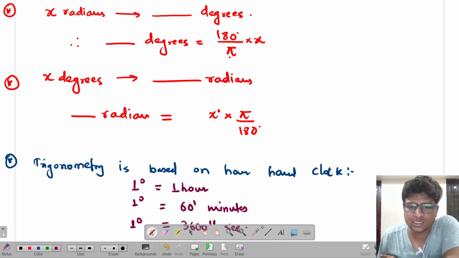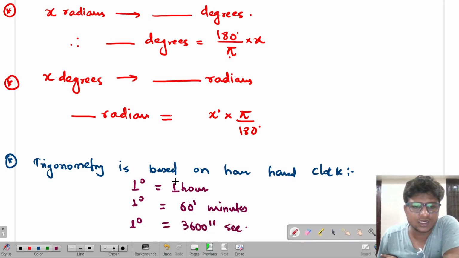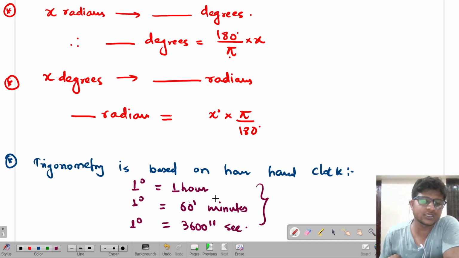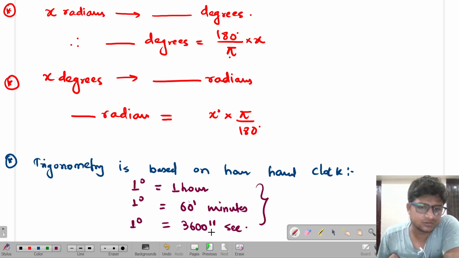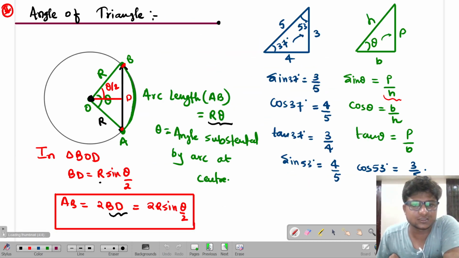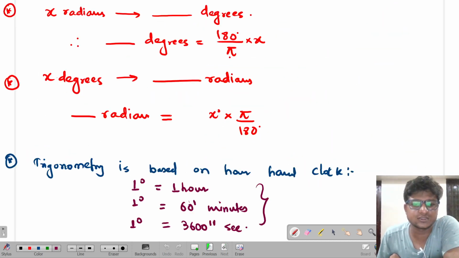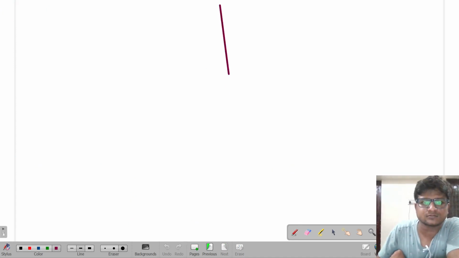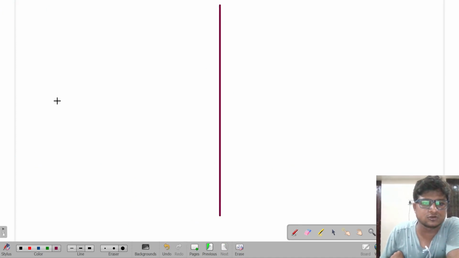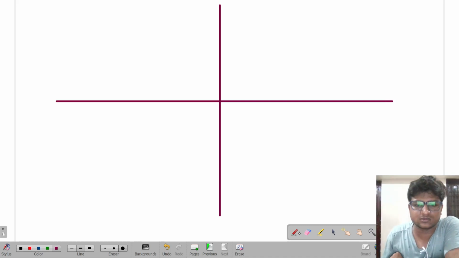So this is the idea of considering different kinds of angle in terms of hours. 1 degree is equal to 1 hour, 1 degree is equal to 60 minutes, and 1 degree is also equal to 3600 seconds. Is it totally clear? Now let us establish the trick of understanding how to write the trigonometric values in a very easy fashion.